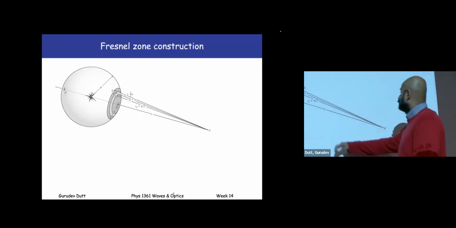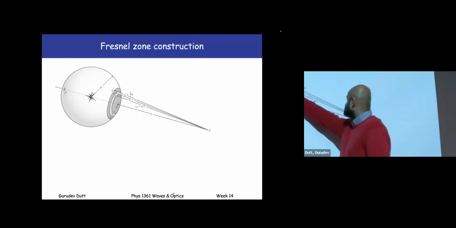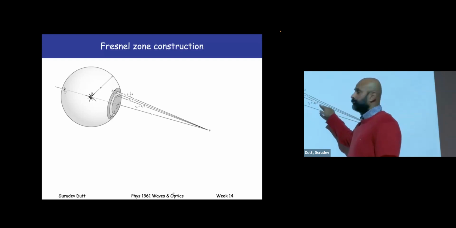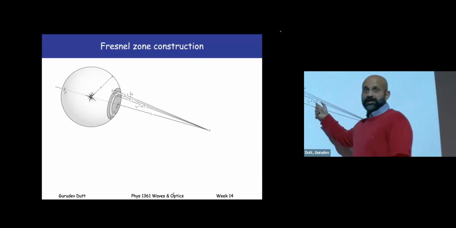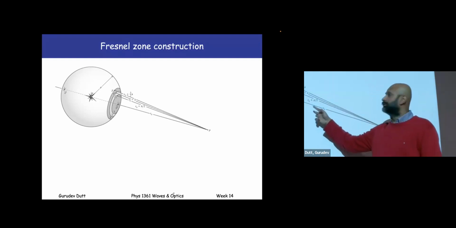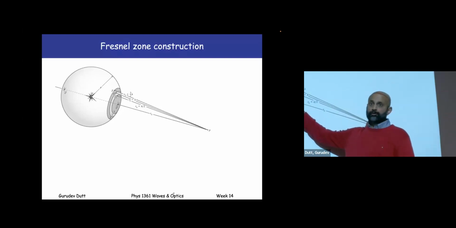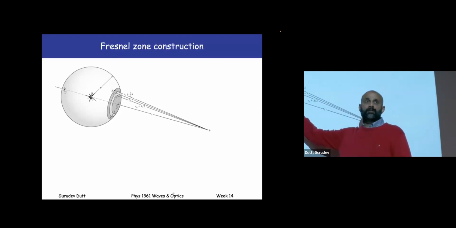So then his claim was that because this point Z1 is a distance R naught plus lambda over 2, that is a phase difference of pi relative to the electric field from the point O. So between O and Z1, there's a total phase difference of pi. He called this the first zone. We call it now the first Fresnel zone.